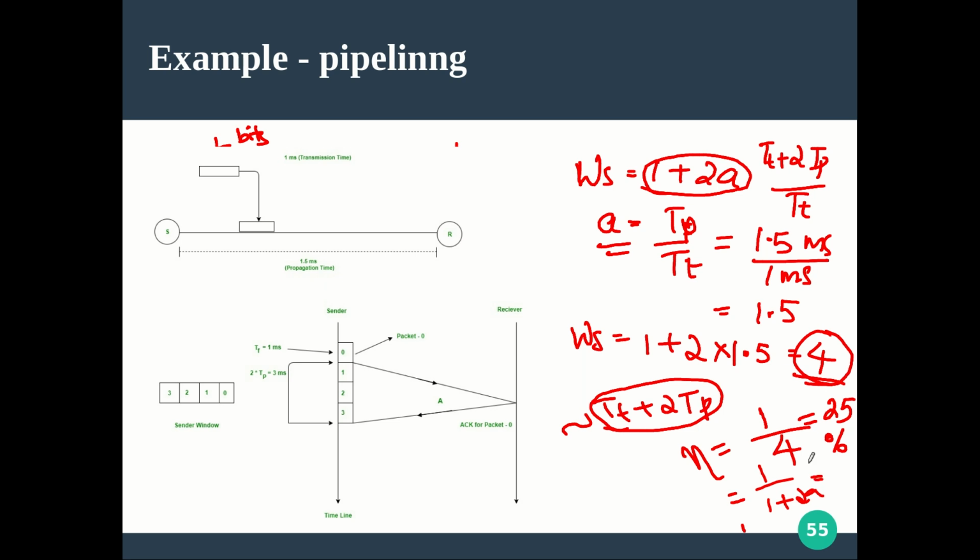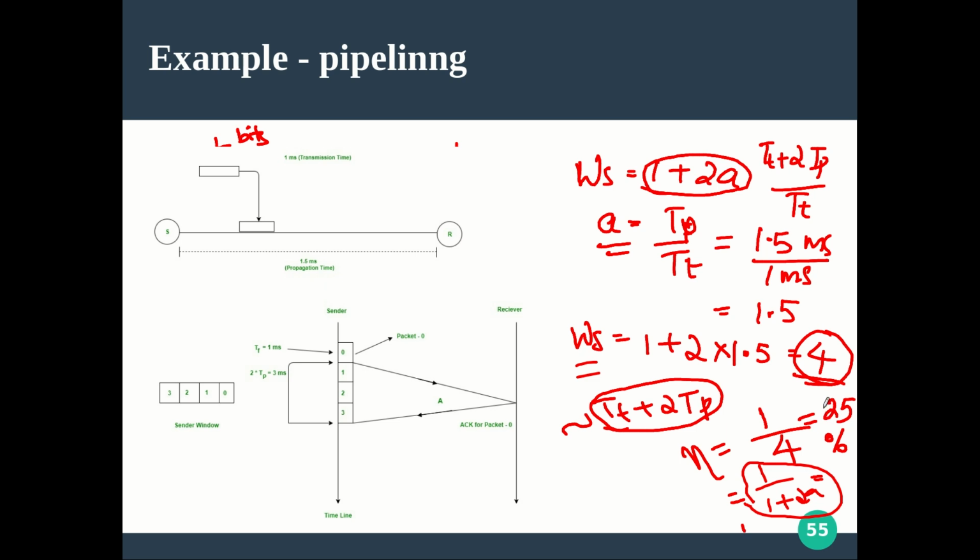And this 1 plus 2a is our 4, like what we obtained, right? So the same formula you can apply, and you will find that the efficiency is 1 by 4. So this is another way of explaining that efficiency. Instead of 4, I am sending only 1, so I am getting only 25% efficiency.